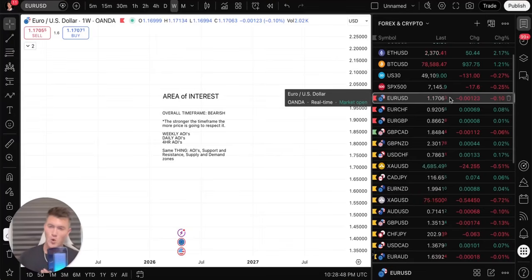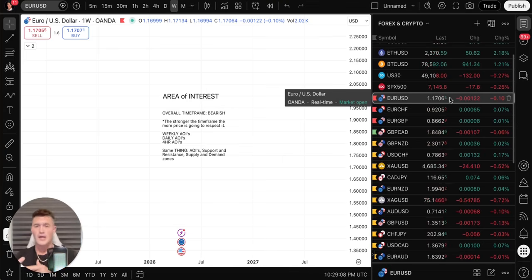Welcome to lesson 4 of the 1% playbook. We have got a very important lesson today. This is our area of interest lesson. This is where a price gets to and decides to react. This is where we are taking the trade, right?